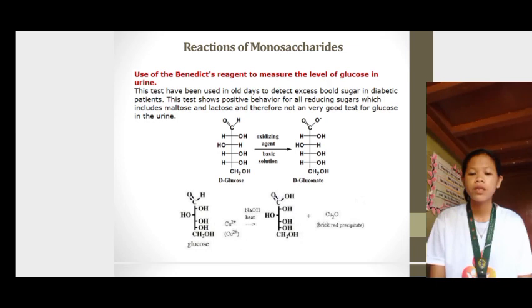By performing the Benedict's test on the urine sample, healthcare providers can assess the presence and level of glucose in the urine, which can be indicative of conditions such as diabetes mellitus, where elevated blood glucose levels spill over into the urine. Regular monitoring of glucose levels in the urine can aid in diagnosing and managing such conditions.